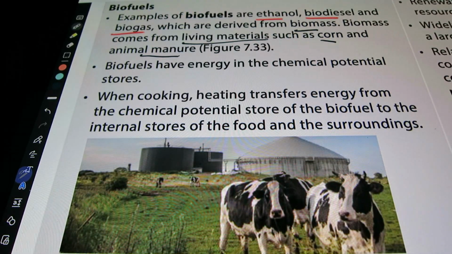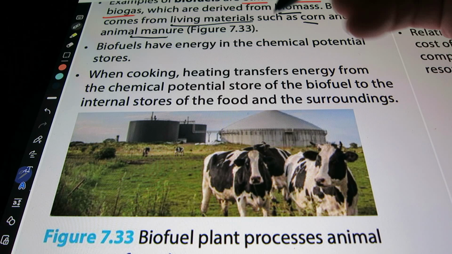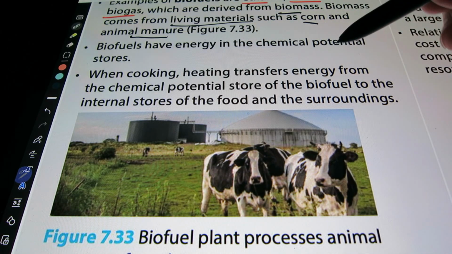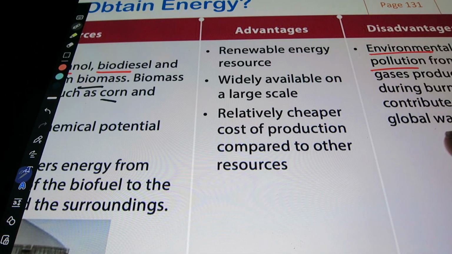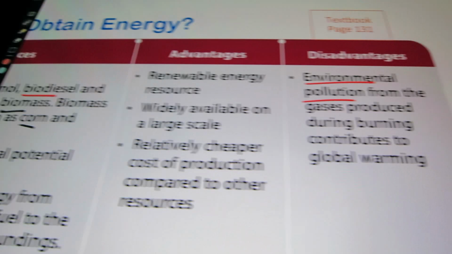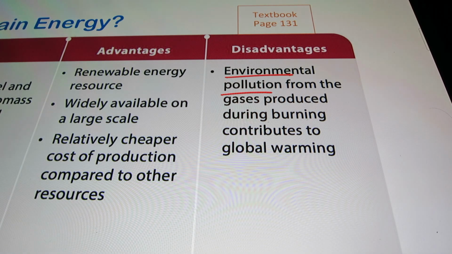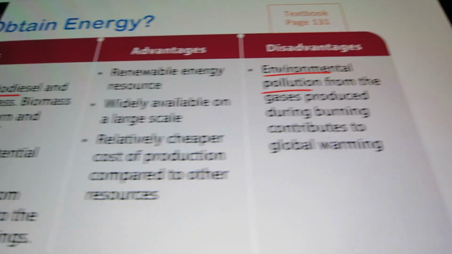When you heat it up, it will transfer this energy into the internal stores of the food and the surroundings. Now it is of course renewable because we have a large amount of it, right, and we are continually growing it. It's widely available and it's actually cheaper compared to other resources. The only problem is that the environmental pollution from the gas during burning will contribute a lot to global warming. It's the same as fossil fuels, right?